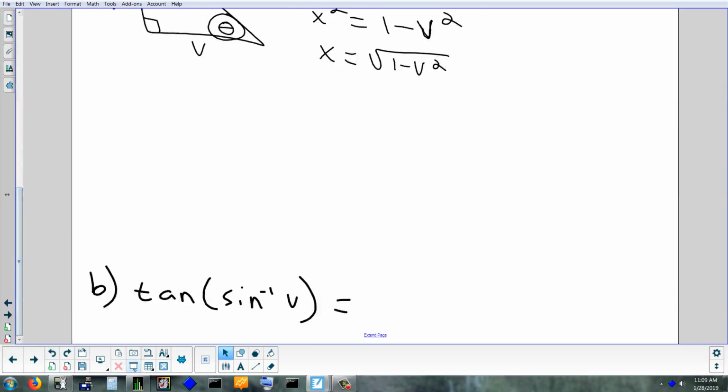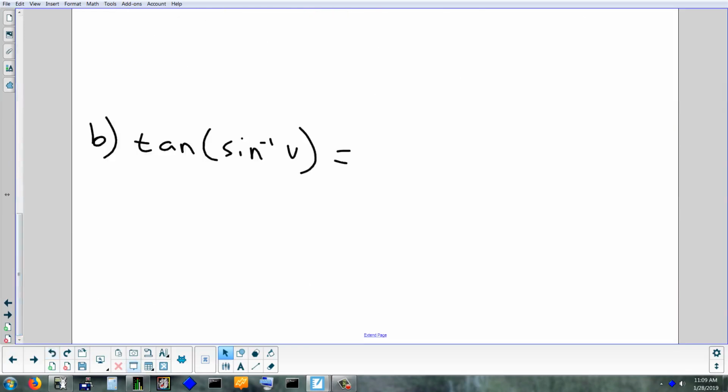All right. So let's try another one of those. Doesn't really matter what trig function is on the outside and what's on the inside. If it's a regular trig function on the outside and inverse on the inside, you always do it the same way every time.